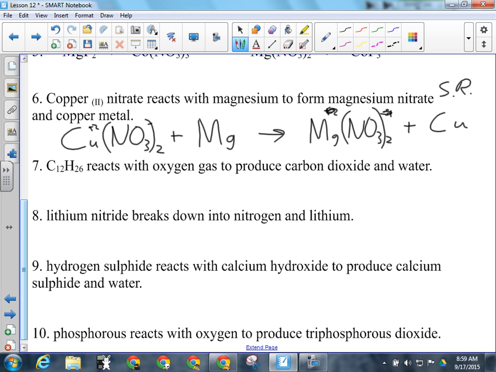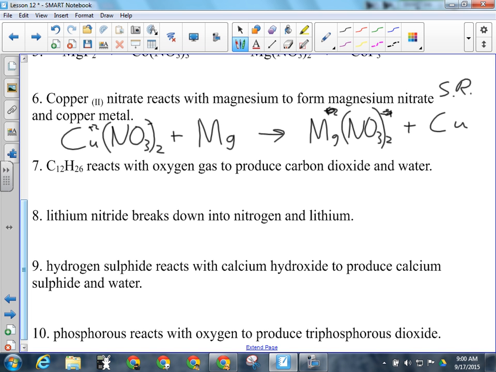It's actually already balanced. If I'm looking at copper, how many coppers are there here? 1. And there's 1 over there. How many nitrates? 2. And 1 magnesium and 1 magnesium. So it's already balanced. Now, here's the thing. Once in a while that's going to happen.